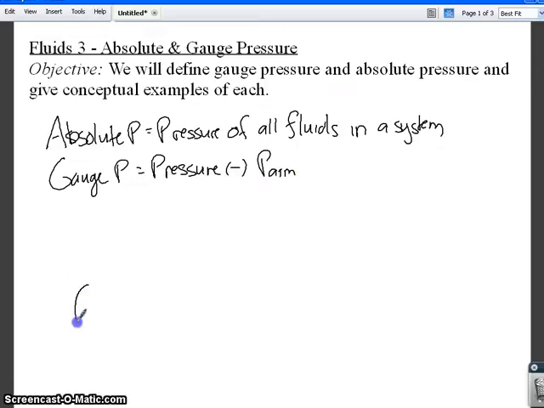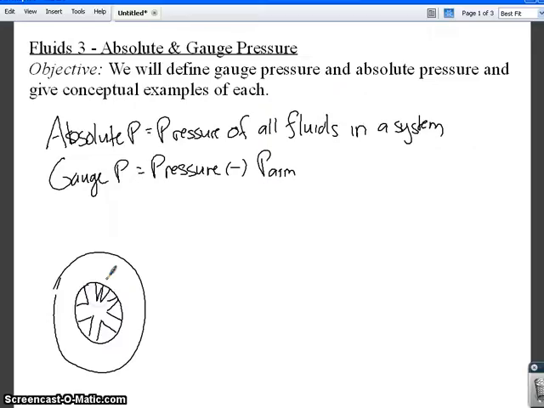Let's take a wheel on a car. Inside this wheel, I'm going to say that the pressure inside is approximately 250,000 pascals or 250 kilopascals. That is the pressure of the air inside the tire. Is that absolute pressure or gauge pressure? Well, that is really gauge pressure. It is gauge pressure because it is just the pressure of the fluids, the air, inside the tire.